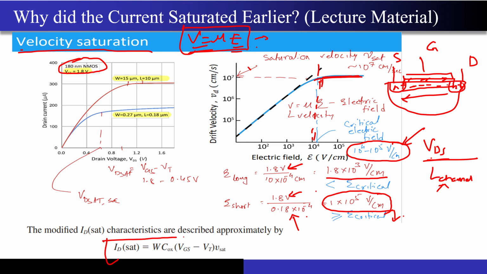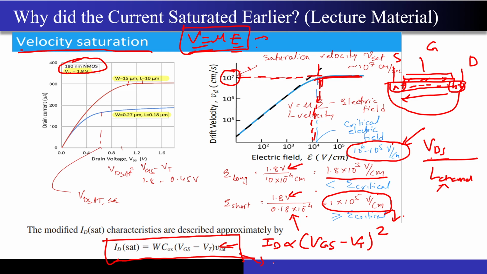ID is equal to what? Mu, W into Cox, Vgs minus Vt, into Vsat. This Vsat is nothing but the saturation velocity at this particular value of electric field. What is the value? 10 to the power 7. Now what is so special about this? Initially, the ideal MOSFET equation had ID varying like Vgs minus Vt whole square. Now if you look at this equation, the new ID is varying just with Vgs minus Vt, correct?